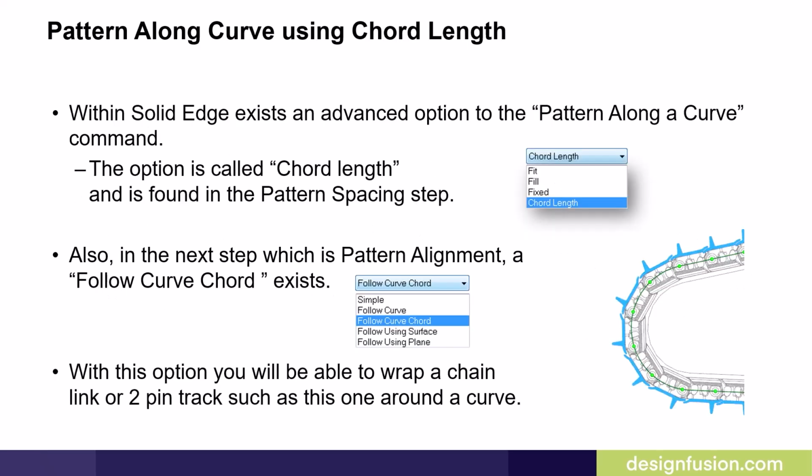The Pattern Along Curve command includes the chord length pattern type option, which is primarily used to create chain or chain-like components. This option also includes the pattern alignment option of Follow Curve Chord. This orients the parent to align with the curve chord. With this option, you will be able to wrap a chain link or 2-pin track, such as the one shown on the slide, around a curve.